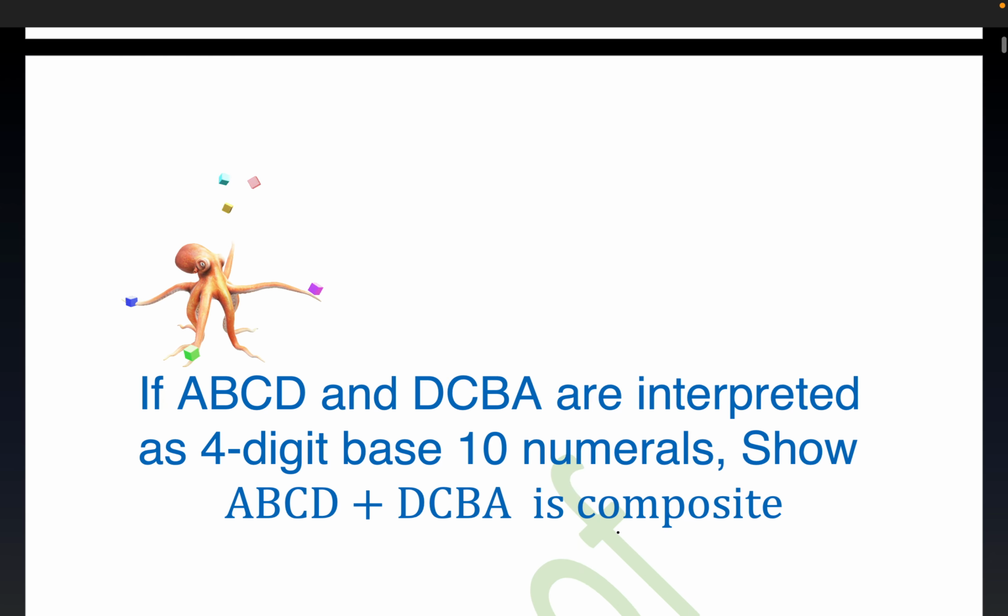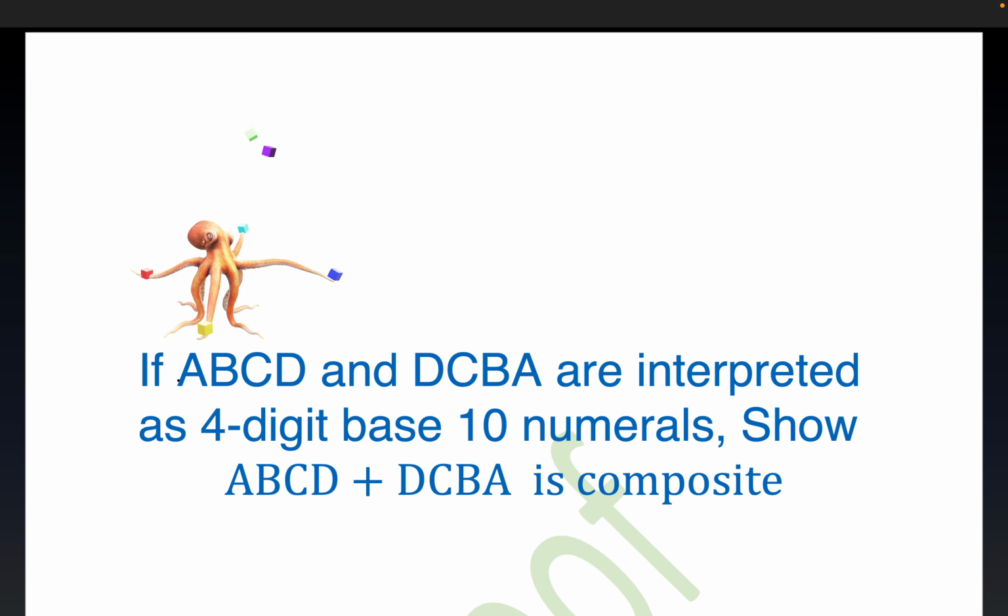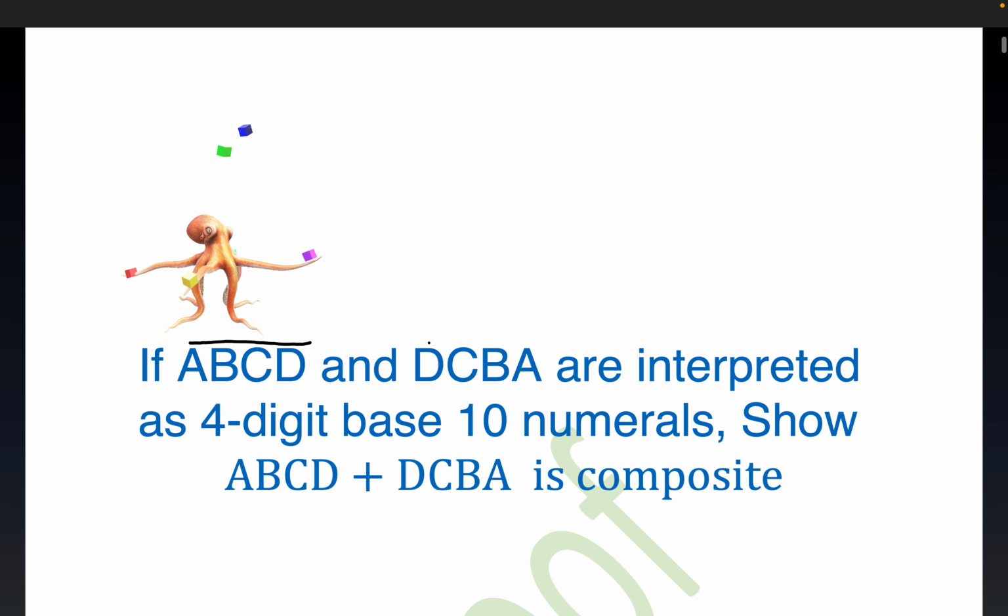Hey everybody, today we're trying to show that these two four-digit numbers, and y'all have seen it written in this overline notation. If you have an overline, it makes it real clear. I think most people would interpret this the proper way. But you see, this is a four-digit number, and this is the reverse of the four-digit number. And we're supposed to show that when you sum these two numbers that they're composite.